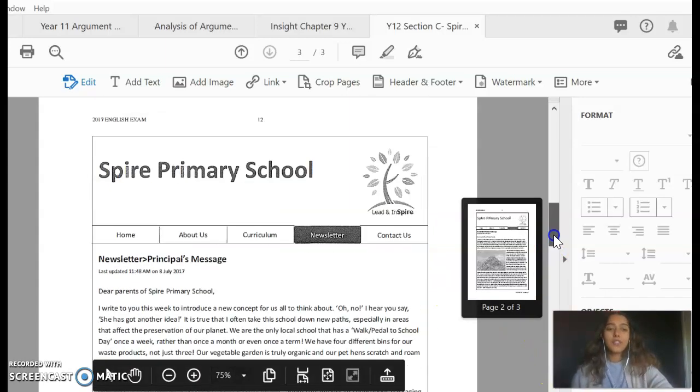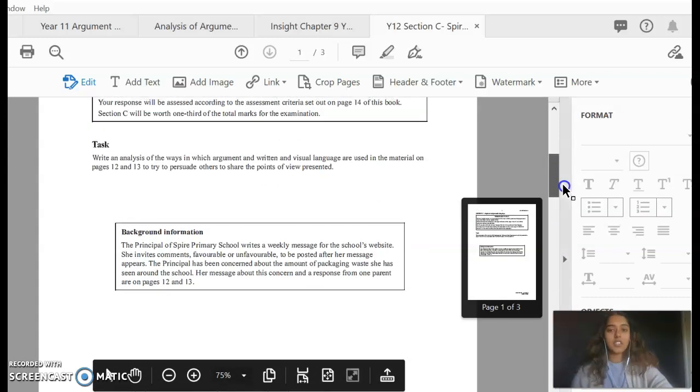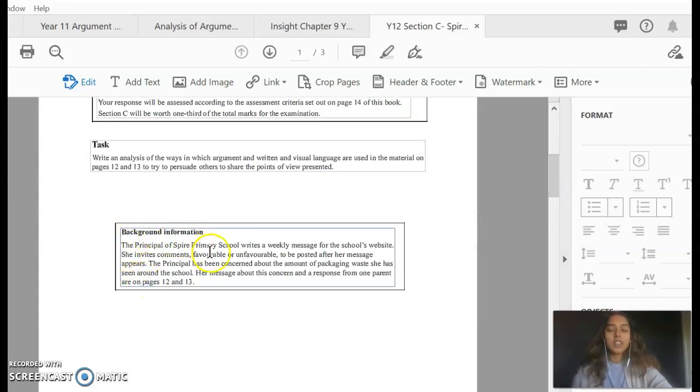Okay. The first thing you want to do is just a general read. Now, don't forget the contextual information. The principal of Spire Primary School writes a weekly message. She invites comments, favourable or unfavourable, to be posted. The principal has been concerned about the amount of packaging waste that she has seen around the school. Her message about this concern and a response from one parent.